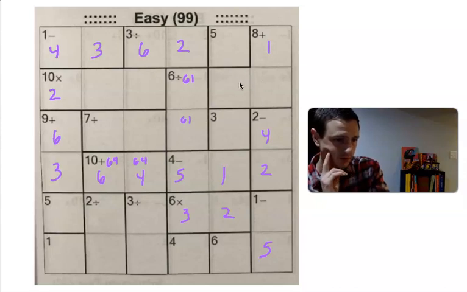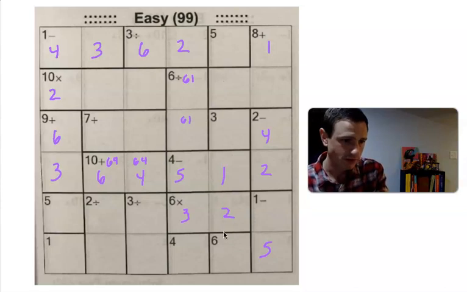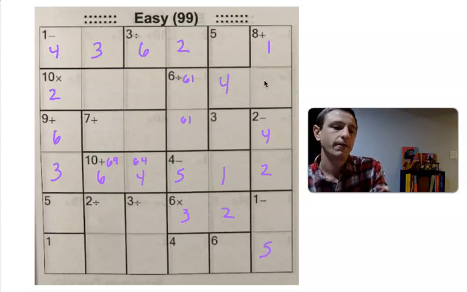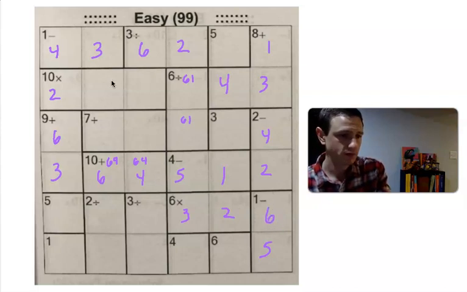So the door's kind of open there, I think. Actually, I could just finish off this column. 6, 5, 4, 3, 2, 1. So 4 plus 1 is 5, plus 3 is 8. And then that means this is going to be 6. 6 minus 5 is 1. Things just falling into place here. Pretty nice. This is going to be 1 and 6, because I saw the 6 here. So I need a 5 and a 1 in this row.